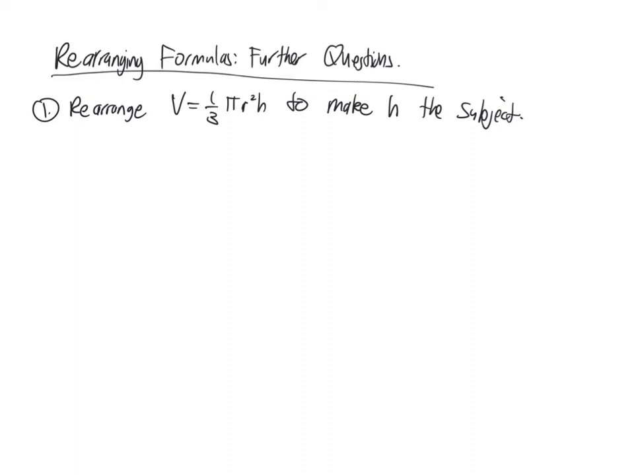Hello everyone, looking at some harder questions of rearranging formulas. So, question 1: rearrange v equals a third pi r squared h to make h the subject.